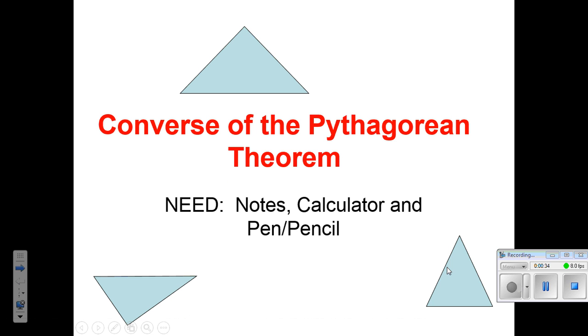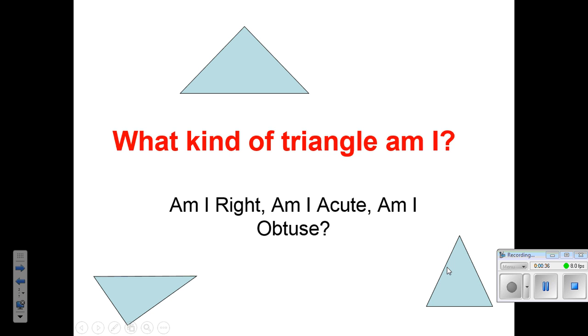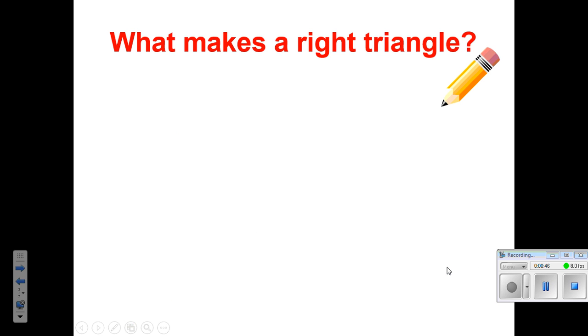So just like I was saying, the converse of the Pythagorean theorem is going to tell me what kind of triangle I am. So we use the Pythagorean theorem to determine if we have a right triangle. If we don't have a right triangle, we might have a different kind of triangle. But let's start out by talking about what makes a right triangle. So we need a right angle.